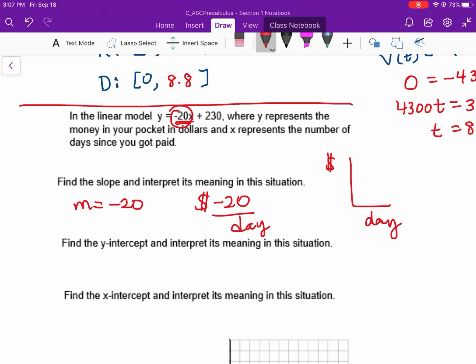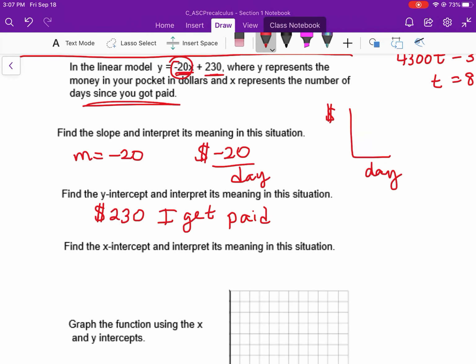The y-intercept, that's my b, right? 230. So what do you think that is? Well, I think it's the amount of money I get paid every payday. So I think 230 is the amount of money that I get paid. Because remember, each day since I get paid. So I think $230 is how much I get paid. I don't know if it's weekly or monthly or whatever. Obviously not daily, because I subtract away.